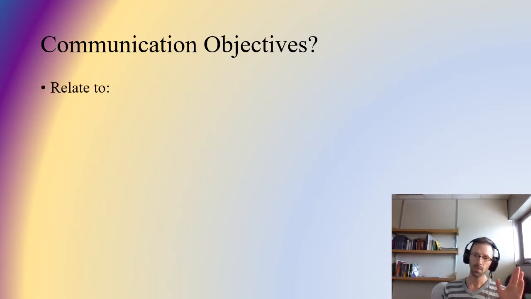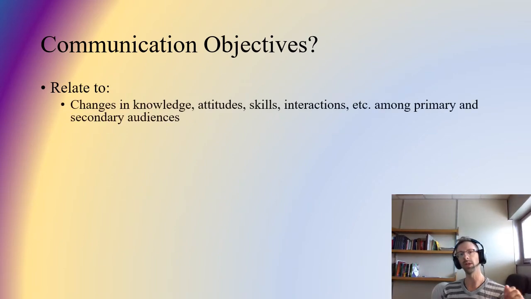So the communication objectives should relate to changes in knowledge, attitudes, skills, interactions, etc. among the primary and secondary audiences. We've identified our primary and secondary audiences, perhaps through the audience analysis, the situational analysis. We know who we're trying to reach.